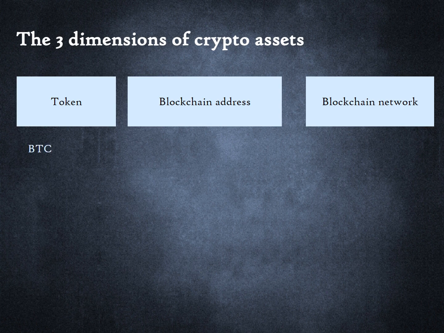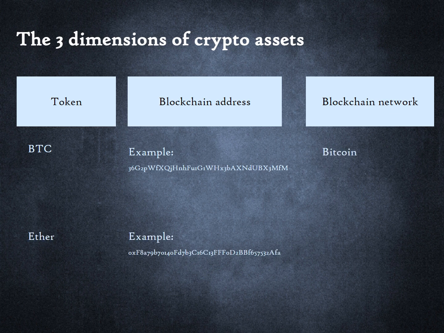Examples of a token is Bitcoin. It is a currency token. The network that records Bitcoin transactions is the Bitcoin network. Ether is another currency. The network that records transactions of Ether is the Ethereum network.